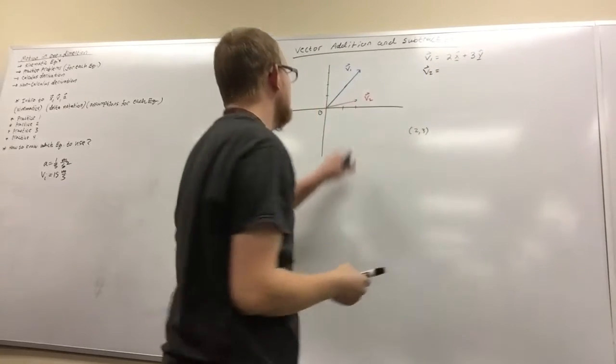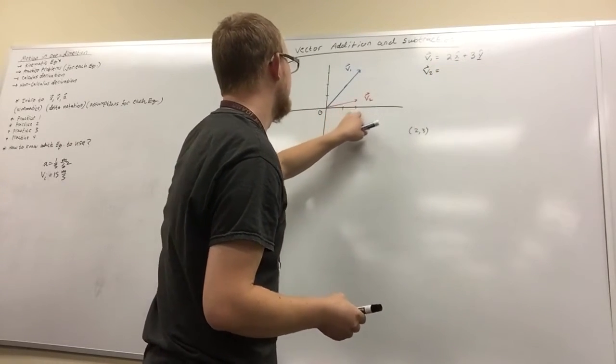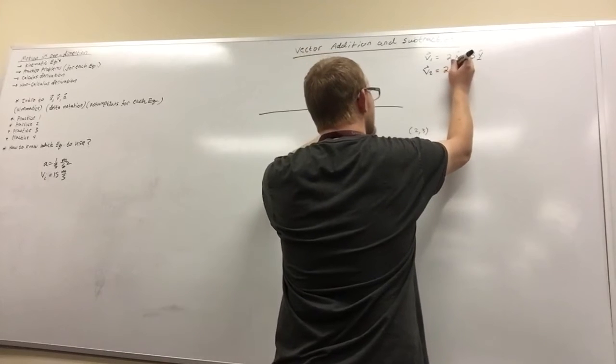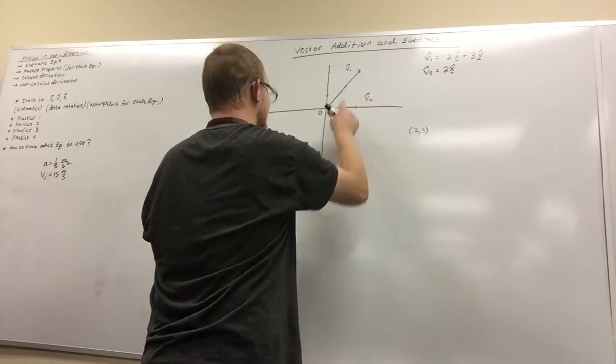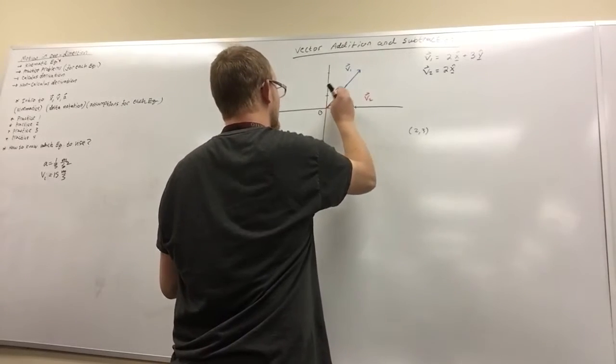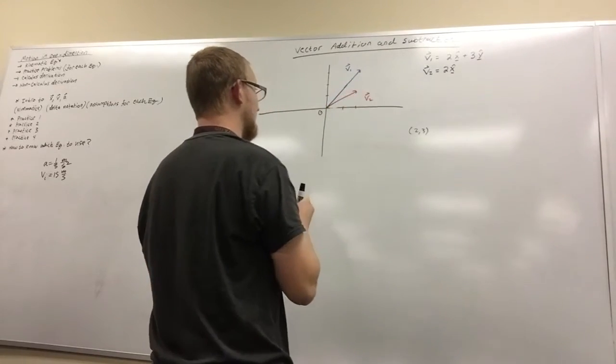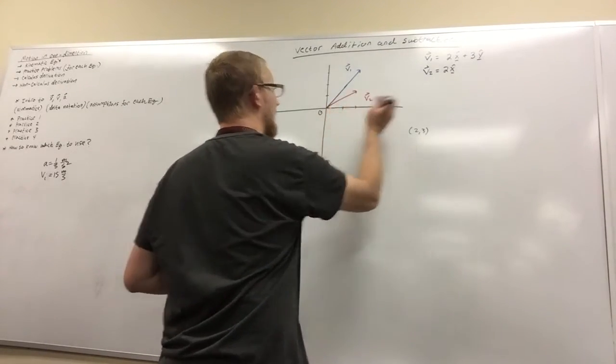V2 equals, we decided on 2X hat. And let's kind of draw it a little differently so that it has a whole number in the Y hat. So 2X hat, 1Y hat.